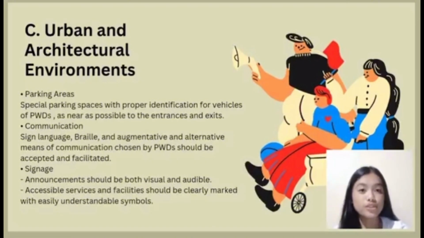Next is signage. Announcements should be both visual and audible. Accessible services and facilities should be clearly marked with easily understandable symbols, and also fire alarms should emit both visual and acoustic signals. The marking of emergency exits must be clear and well-lit. Facilities must have evacuation maps. This also goes the same way in communication. In order to convey a message effectively to people with disabilities, establishments should provide both visual and audible signages.